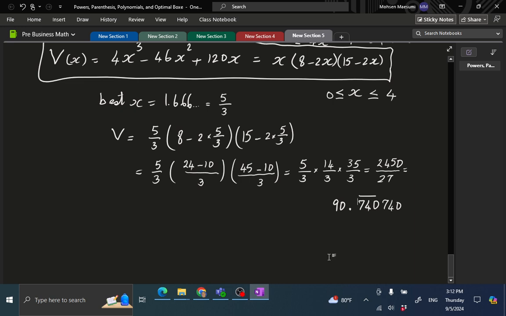So the best volume, the maximum volume, is 2450 over 27, which is 90.740. If you want to approximate to one decimal place, for example, you say 90.7. So that's how many cubic inches of stuff you can put in that box. That's the best you can do. So this is our optimal design.